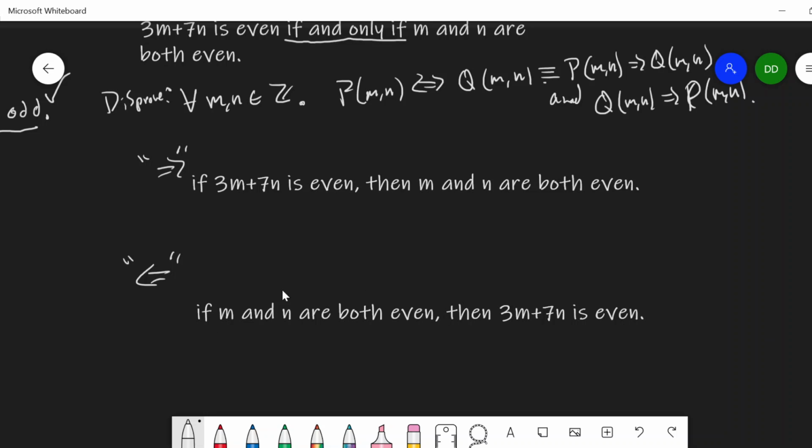So let's actually start with this, the converse, the backwards direction. If m and n are both even, then 3m plus 7n is even. So you can kind of think about this in your head. If m is even, then 3 times m will be even. If n is even, then 7 times n will be even. When I add them together, it'll be even. So this appears true. It looks like we could prove this statement.